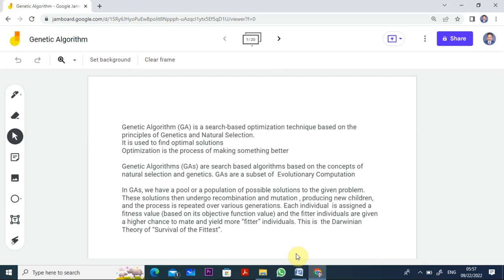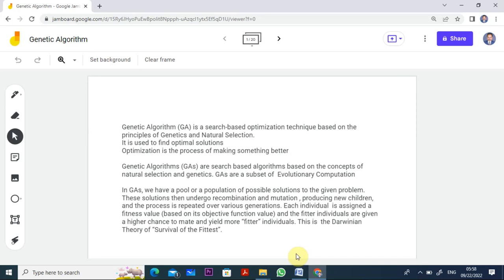See, the genetic algorithm is a search based optimization technique. From the name, it is based on the principle of genetics as well as natural selection. It is used to find the optimal solution. The optimal solution means, out of a pool of solutions, what is the best solution? We call it the optimal solution. In other words, optimization is the process of making something better, or finding which one is the better one. That is the main aim of going for this genetic algorithm based search.